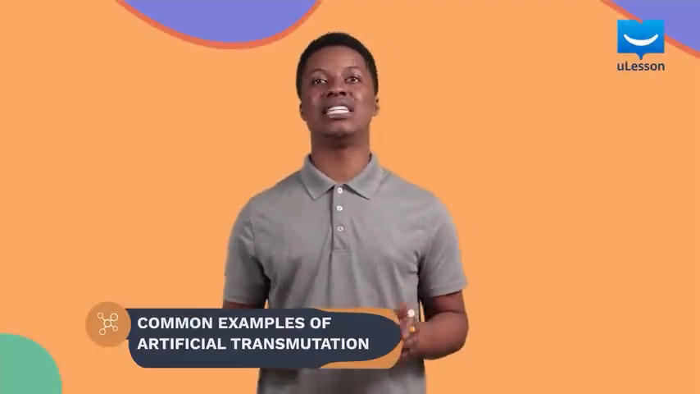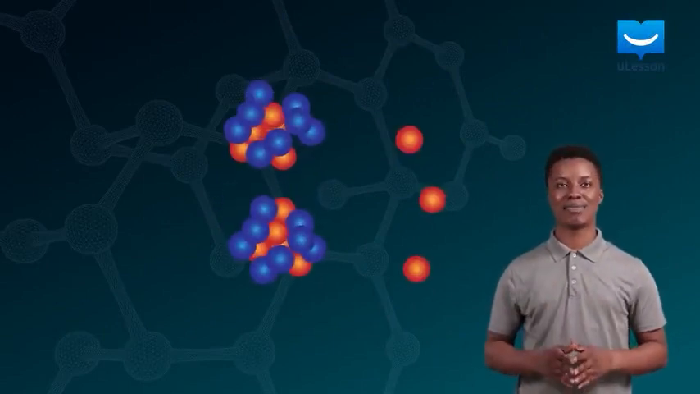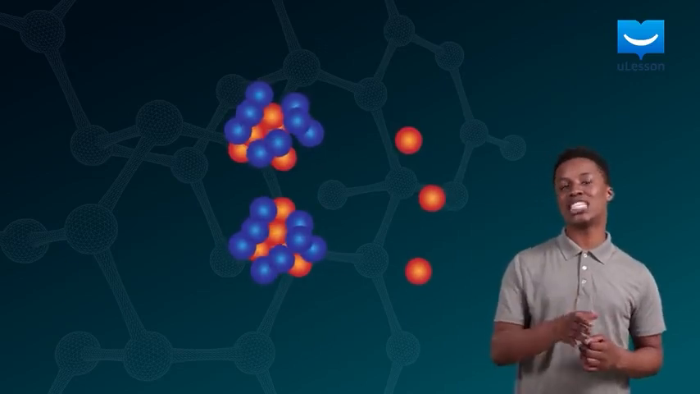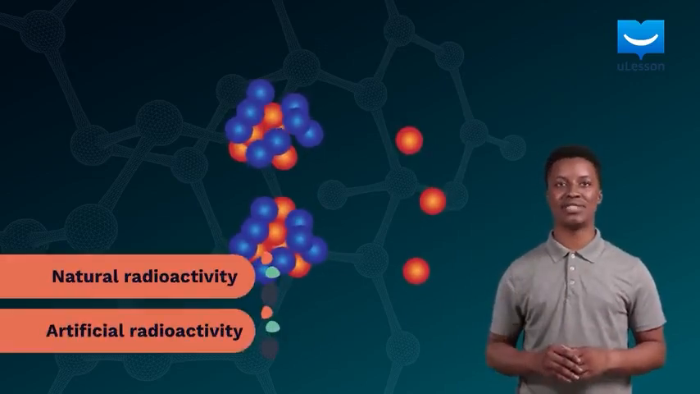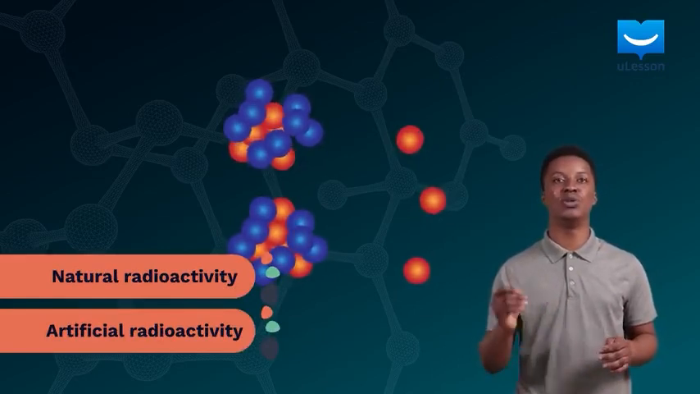Hello guys. In a previous lesson, we explained that radioactivity involves the spontaneous breakdown of the atom of an element. We also learned that there are two types of radioactivity, namely natural and artificial radioactivity, otherwise known as natural and artificial transmutation. In this lesson, we will focus on some examples of artificial transmutation.